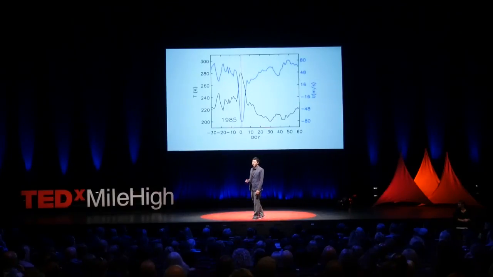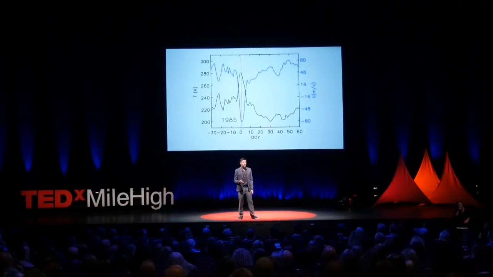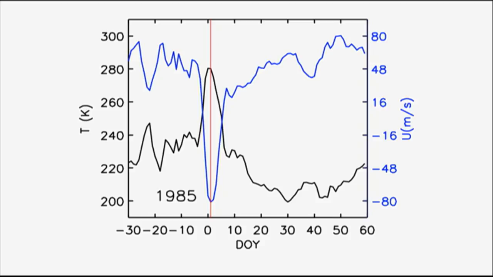First off, what exactly do I mean when I say the polar vortex weakens? To give you a better idea of what's actually happening, this plot shows the year 1985. In fact, it shows how two things change over time. One, the blue curve is the wind speed at the edge of the vortex, and the black curve is the temperature in the center of the vortex.